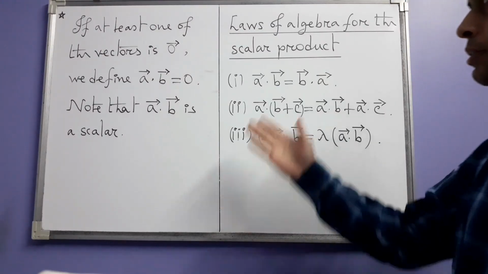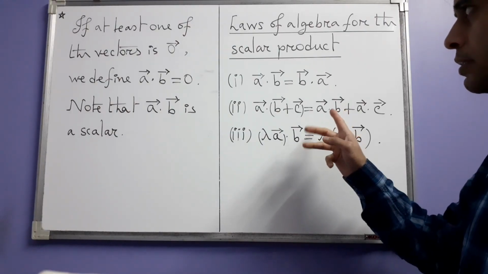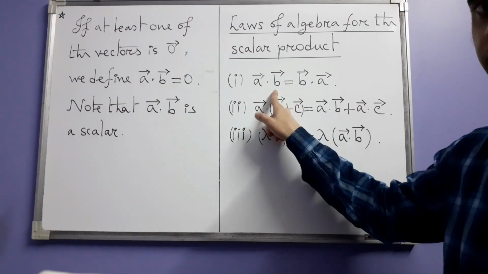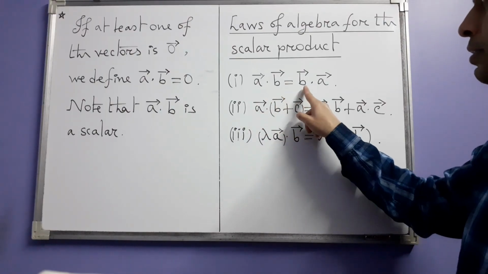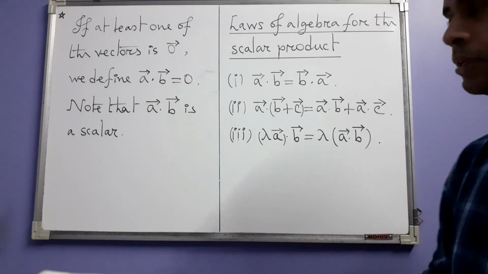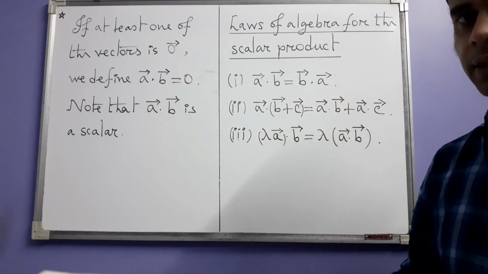Next we have these laws of algebra for the scalar product, these three identities. A dot B, that is the scalar product of A and B in that order, equals the scalar product of B and A, B dot A. The order does not matter. And this follows immediately from the definition. I mean, there is nothing more to it.